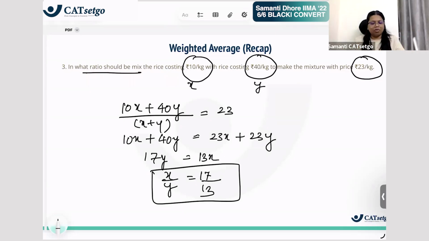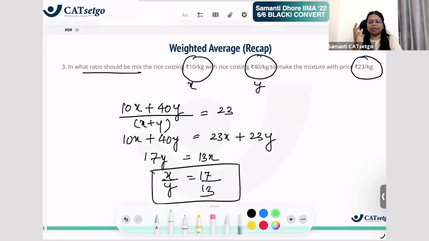So let's say now you realize that 10 rupees per kg is too cheap. I cannot buy it. I cannot do it. So let me do one thing. What I'll do is I need 30 kgs in total. And the premium quality I have is at 40 rupees per kg. But that makes my budget 1200. That's not my budget. I have to do it under the budget.